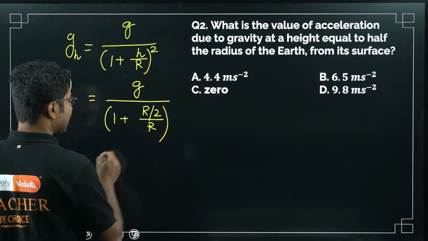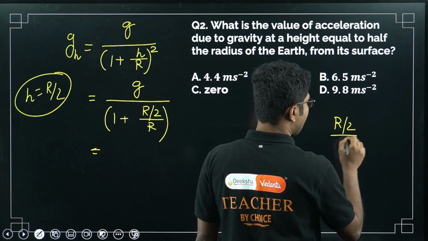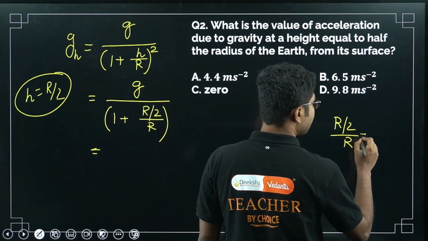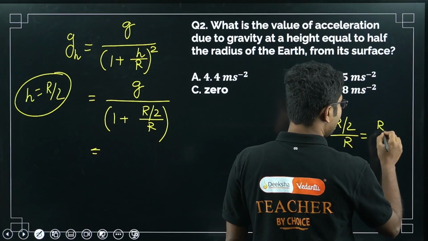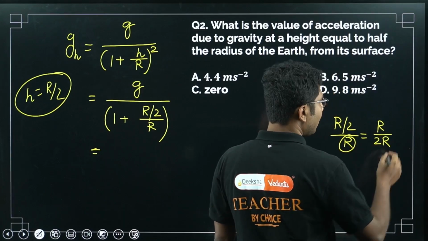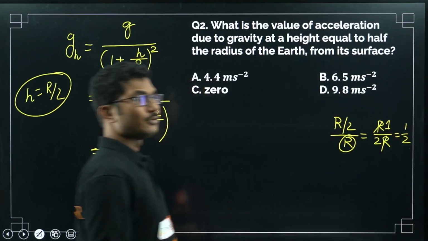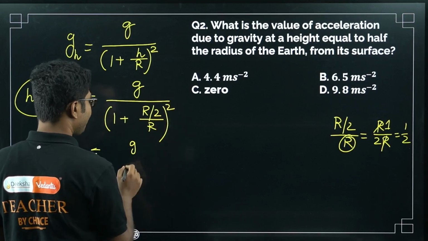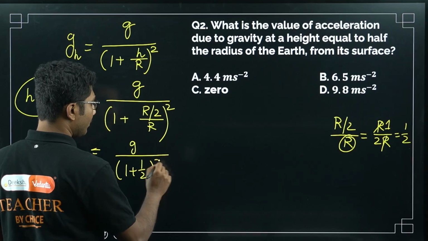So what is the value of (R by 2) by R? This is very important. I know many of you struggle to solve this part as well, so let me explain. R by 2 means R divided by 2, and in the division there was one more R. So these R cancel, so you get half. So R by 2 divided by R is nothing but half. And there is a square also. So g divided by 1 plus half, whole square.